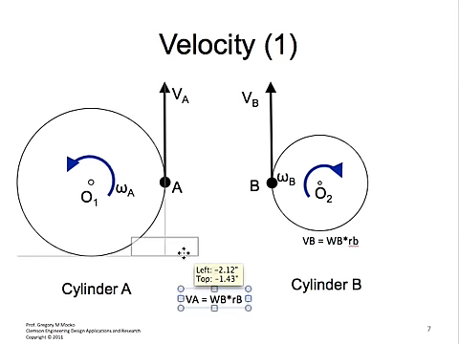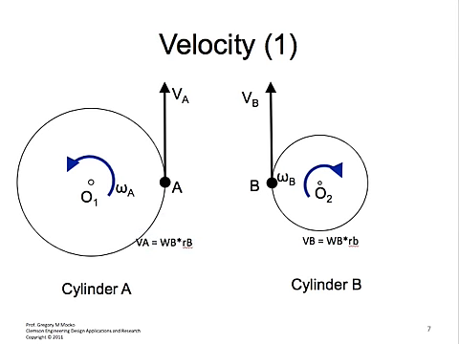In this case, for these two circles, these are simply the magnitudes, and we can infer the direction. So this would be for cylinder A, and this would be for cylinder B. It's important to note that the values of the radii here are the pitch circle radii.